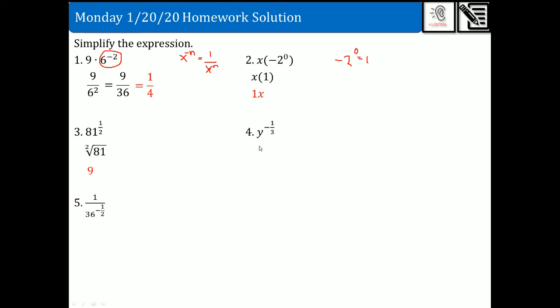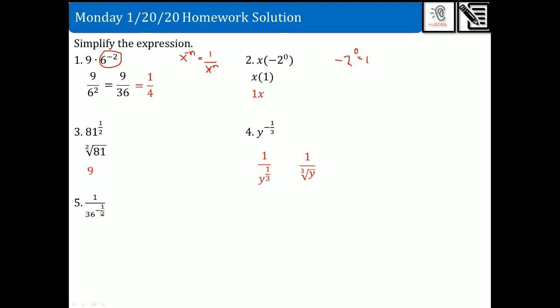Number 4. Here, you have y to the negative 1/3 power. Notice this is a negative 1/3. There's that negative exponent here that you have to deal with. So we flip it. It goes from the top to the bottom. Here, you could rewrite it as 1 divided by y to the 1/3 power. That's a valid solution. Or you could put it in its cube root form with the radical. So it could be 1 divided by the cube root of y. Okay, both answers are acceptable. That's why they're in red.